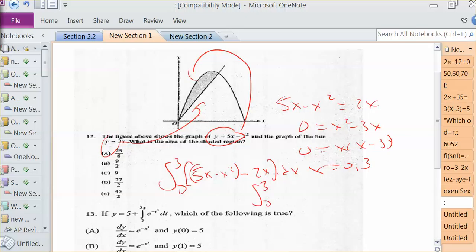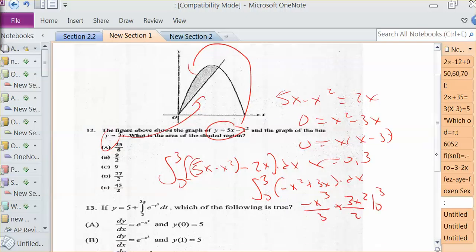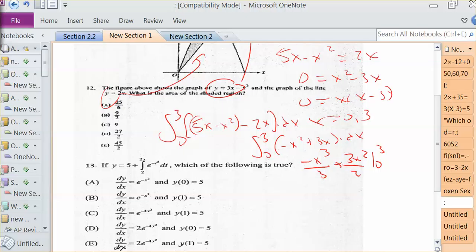Clean it up: negative x squared plus 3x. Anti-derive, super easy. Plug in 0 and 3. Don't forget about the 0, don't waste your time with it. Negative 27 over 3 plus 27 over 2. That's going to be 4.5.